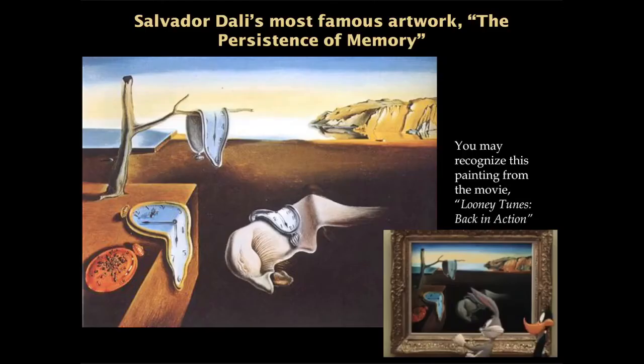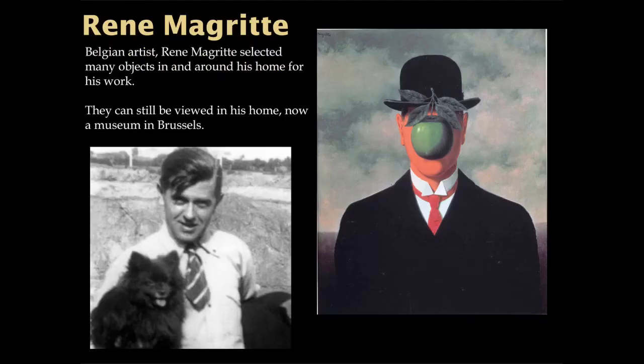Salvador Dali's most famous artwork, The Persistence of Memory. You may recognize this painting from the movie Looney Tunes Back in Action. Another famous surrealist artist is René Magritte. The Belgian artist René Magritte selected many objects in and around his home for his work. They can still be viewed in his home, now a museum in Brussels. This is one of his most famous paintings.